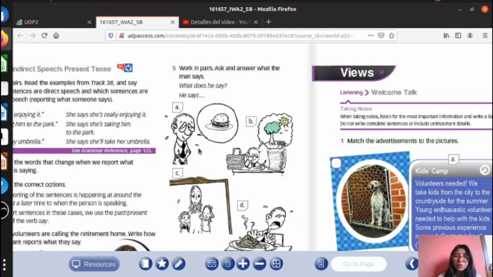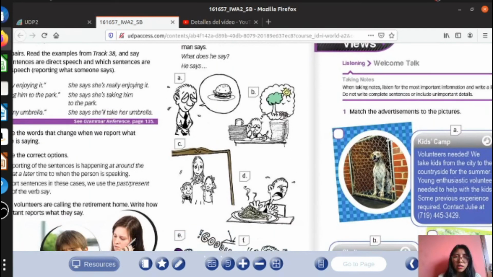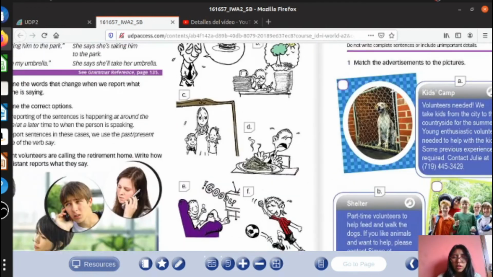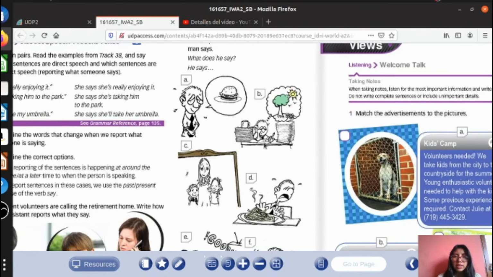You have to imagine. Okay, usted aquí se tiene que imaginar, se tiene que inventar. ¿Qué está haciendo él? Él dice, he said that he is hungry. For example, es mi ejemplo. Él dice que él está hambriento. Okay, so you have to do that in all of that exercise, A, B, C, D, E, and F. You have to report what he is saying. Okay, usted tiene que reportar lo que ellos dicen. Por lo tanto, usted se va a imaginar lo que ellos dicen y usted va a reportar eso.